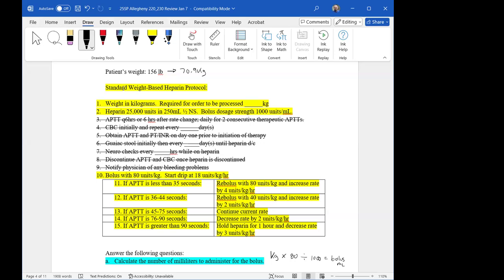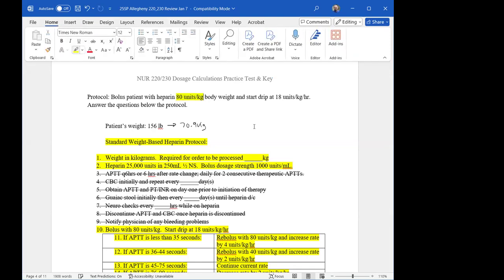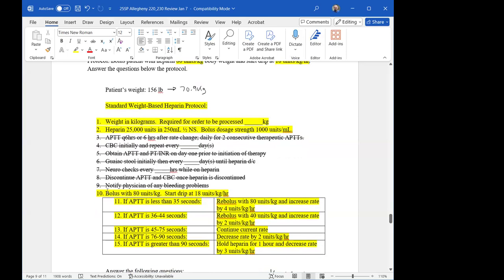So when you see this protocol, you're going to see a lot of things repeated. Like it'll tell you to bolus the patient with heparin, 80 units per kilogram body weight. It'll say to start a drip at 18 units per kilogram per hour. You're going to see that same information repeated later on down in the protocol. It's actually listed here in step 10 of the protocol, where it says bolus with 80 units per kilogram, start a drip at 18 units. That just tells you what you're starting. So when you initiate the heparin protocol, this is what you're working off of.